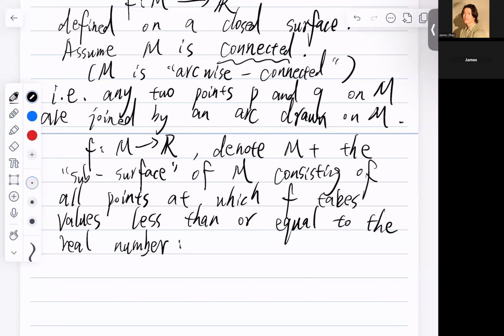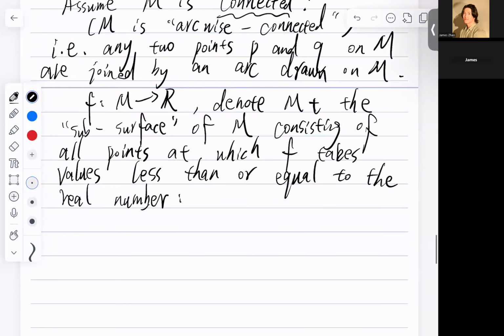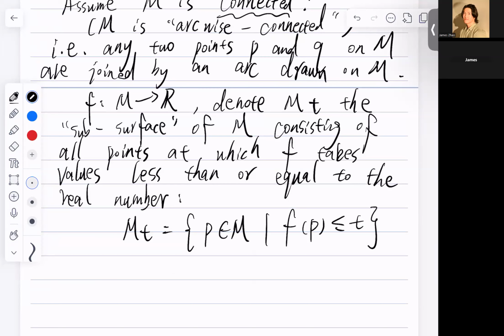So, I guess this is not a plus, this is a t. Sorry, my bad. My handwriting is tedious sometimes, so that's my mistake. So this subsurface is defined for all the points on M such that f of p is smaller or equal to the value t. Okay.